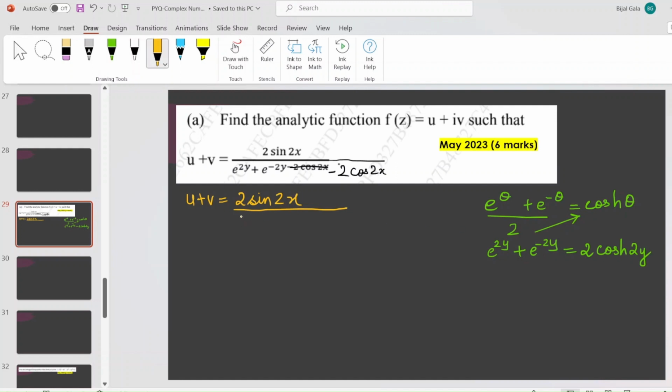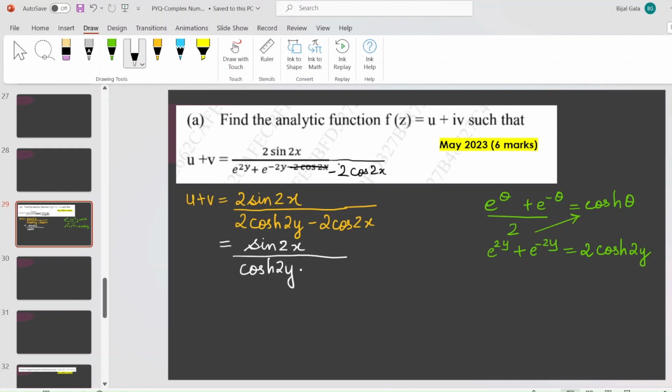The denominator will be written as 2 times cos hyperbolic 2y, the first two terms, and negative 2 cos 2x, the last term. Let's take the 2 common from numerator and denominator, or we can divide both by 2. You are left with sine 2x over cos hyperbolic 2y minus cos 2x. So that's the value of u plus v.